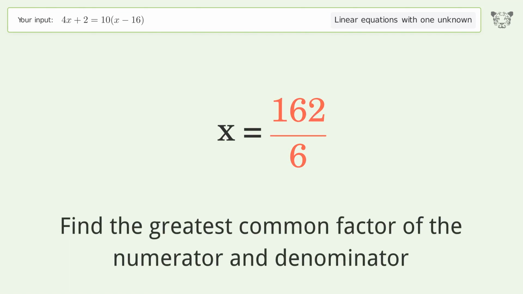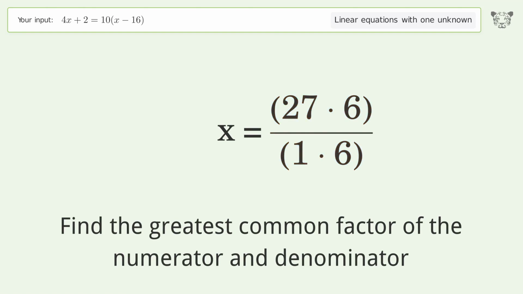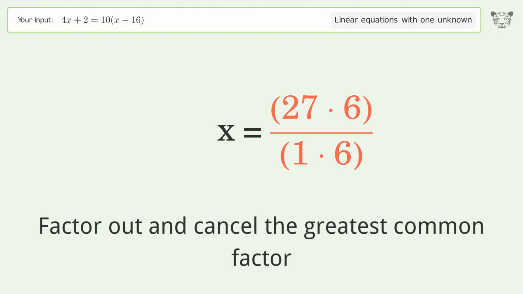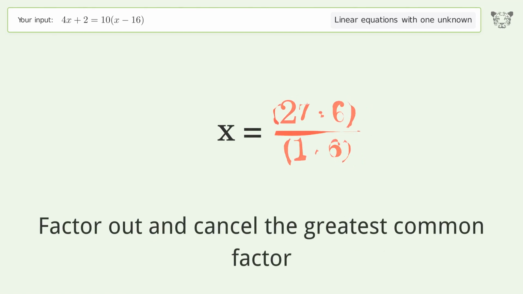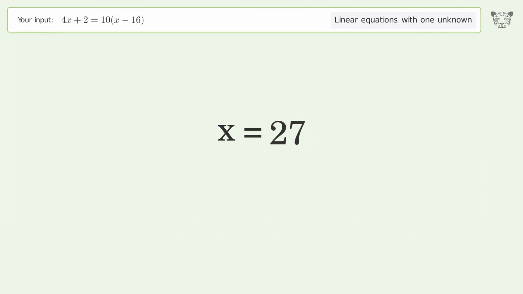Find the greatest common factor of the numerator and denominator. Factor out and cancel the greatest common factor. And so the final result is x equals 27.